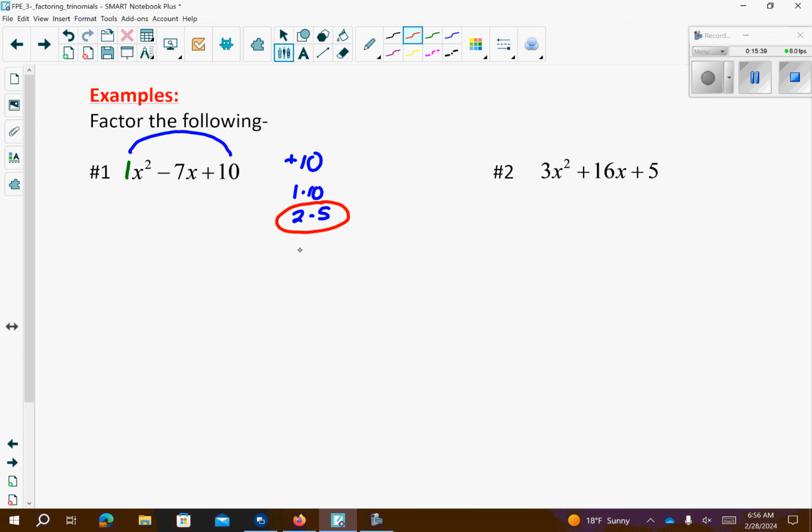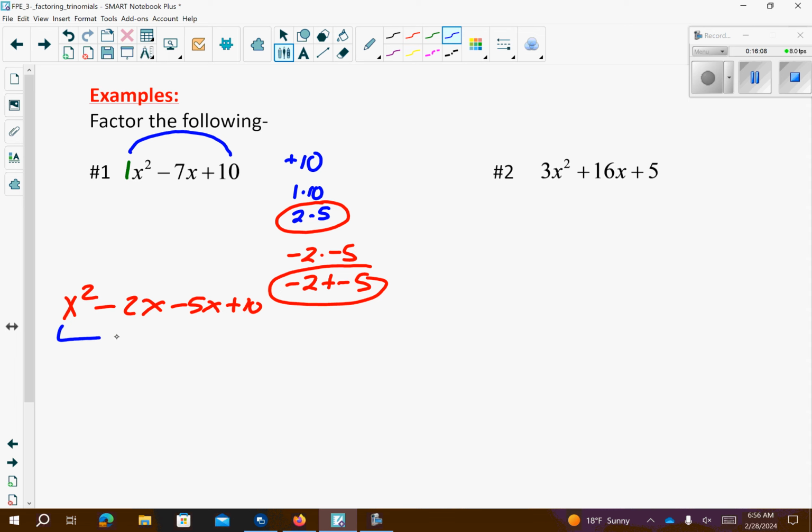Well, would you feel comfortable saying that negative 2 times negative 5 is also positive 10? If I were to add negative 2 and negative 5 together, do I get negative 7? I do. So this is what we're going to use in that middle. So I'm going to have x squared first. Then I'm going to go minus 2x and minus 5x plus 10. Those are like terms. If I factor an x out of x squared minus 2x, I'm left with x minus 2.